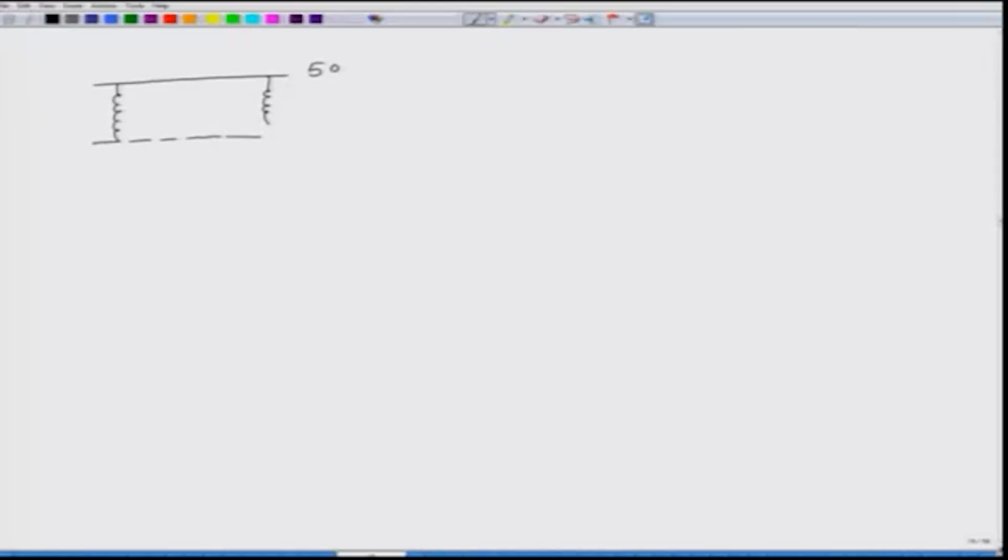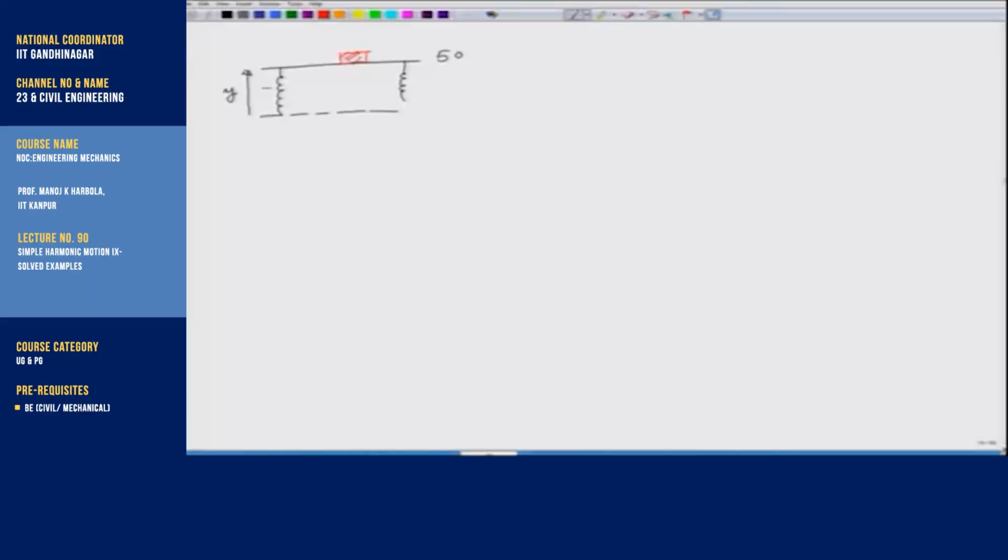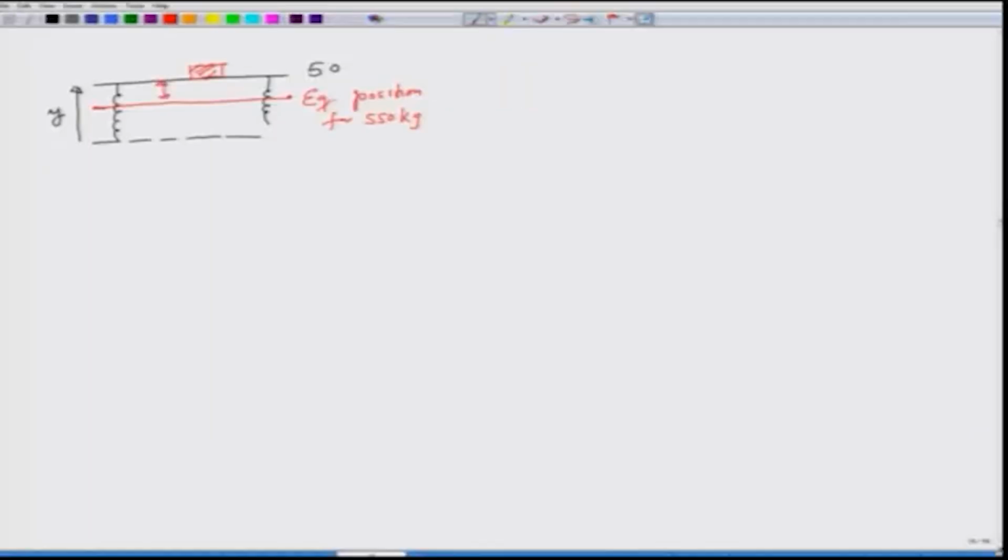When it is 50 kgs, it is at a certain height y, and when this load comes on top of it, the platform goes down, because now it has... If I just put this load here, it would have gone down. So, this will be the equilibrium position for 550 kg. So, this distance is where this entire mass equals 550 kg system is initially.